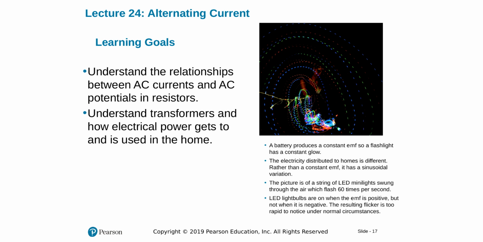Hello my friends, this is lecture 24, alternating current. Understand the relationship between alternating current, which shortly we call AC currents, and AC potential in resistors, and understand transformers and how electric power gets to use in our homes.